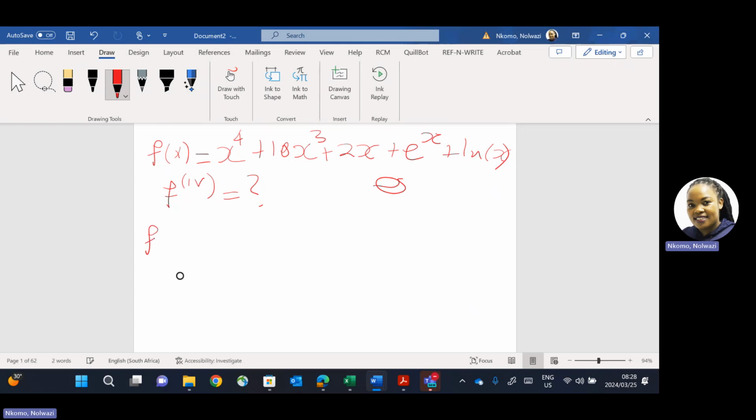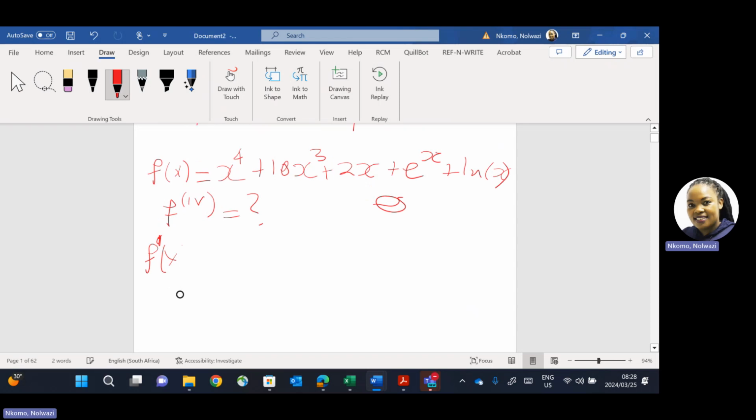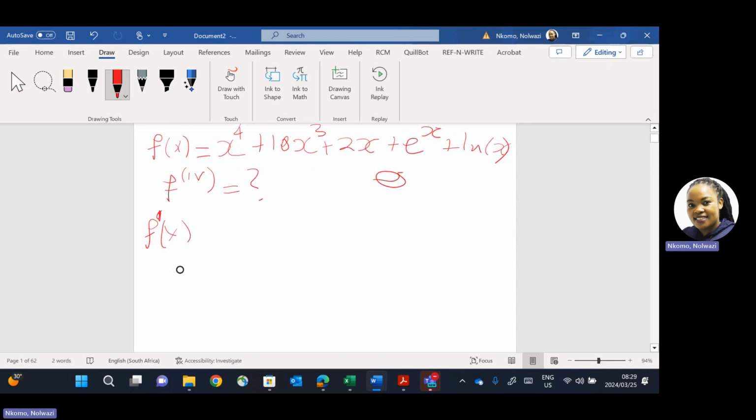We first have to find the first order, meaning f prime, right? Okay. We are differentiating x to the power 4 plus 10x cubed plus 2x plus e to the power x plus ln x. Remember, the first thing that you need to do if you are given a function like this is to separate this function. Okay, meaning we can separate like this.